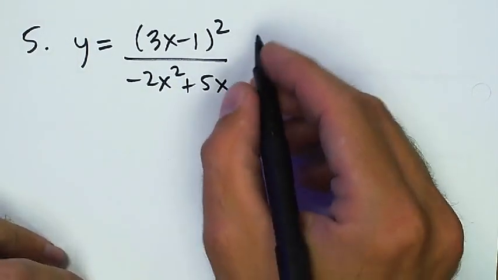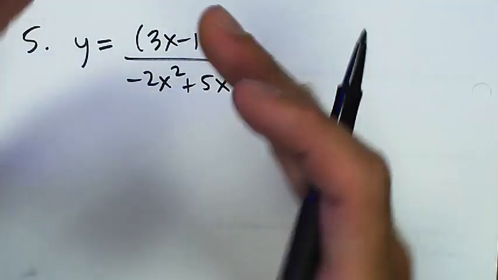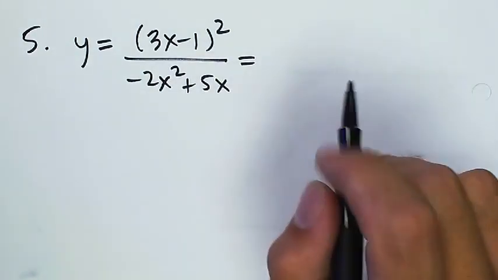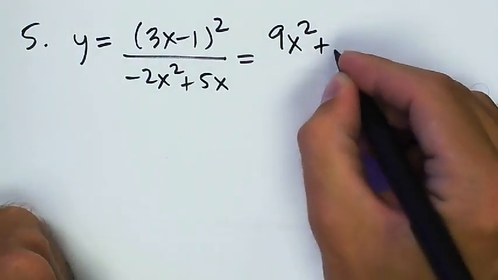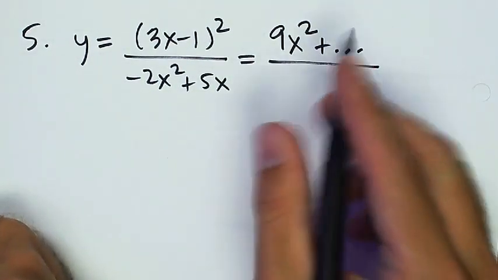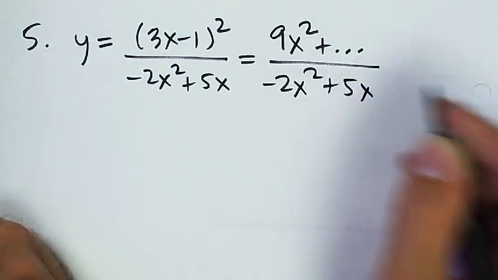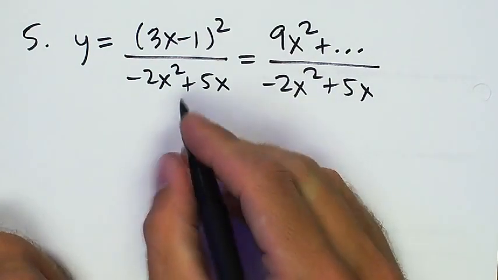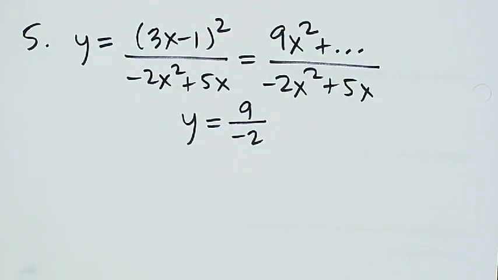Yeah. So what I'm going to do is say, well, 3x minus 1, if I was to write it and square it and do FOIL and everything, I know the first thing I would get would be 9x squared. And I know that that's the only x squared term I'm going to get. So I'm going to just put a dot, dot, dot there because I know it doesn't matter. And I've got a negative 2x squared plus 5x. And I know that the only horizontal asymptote to this is going to be y equals 9 divided by negative 2.